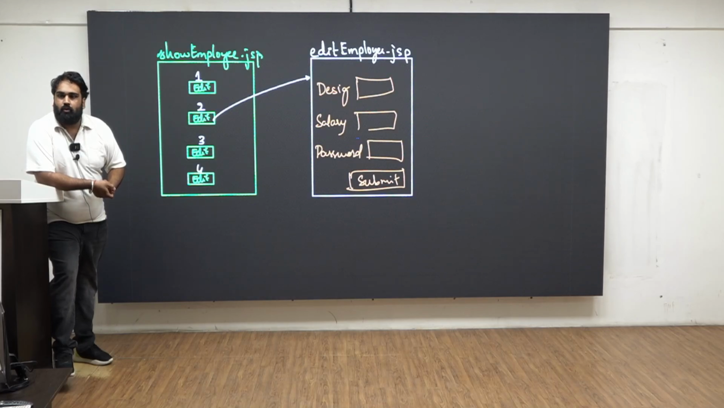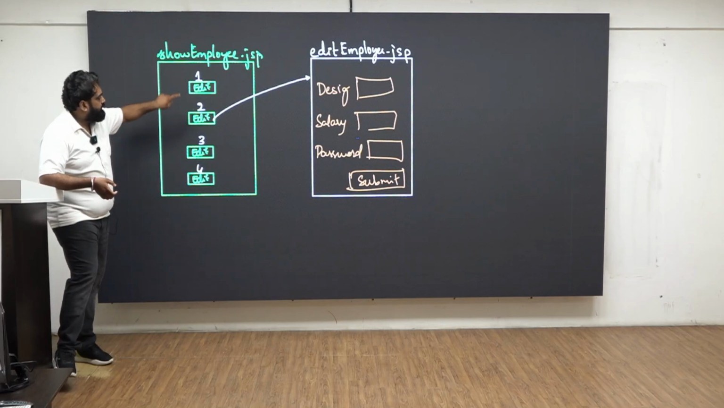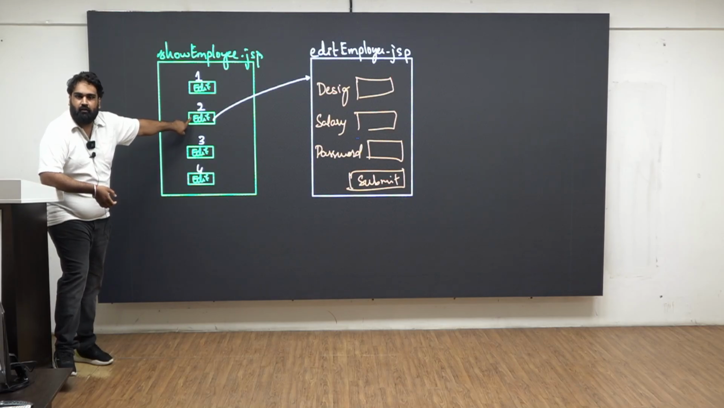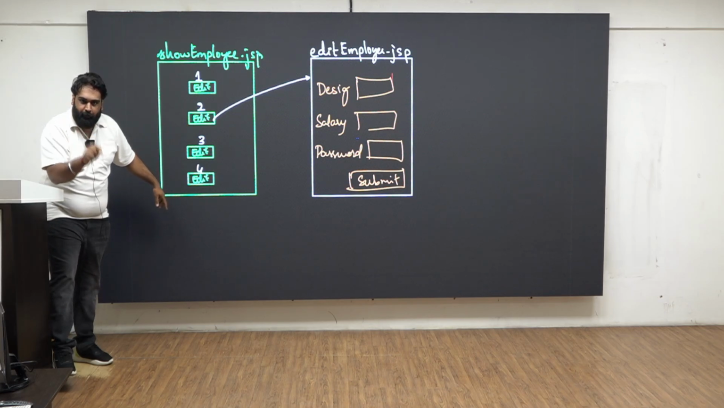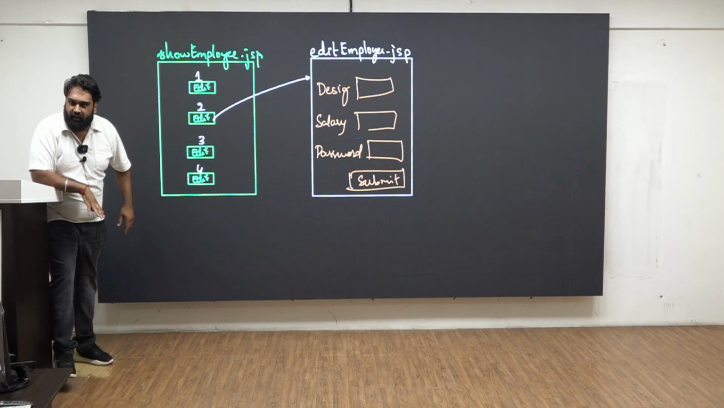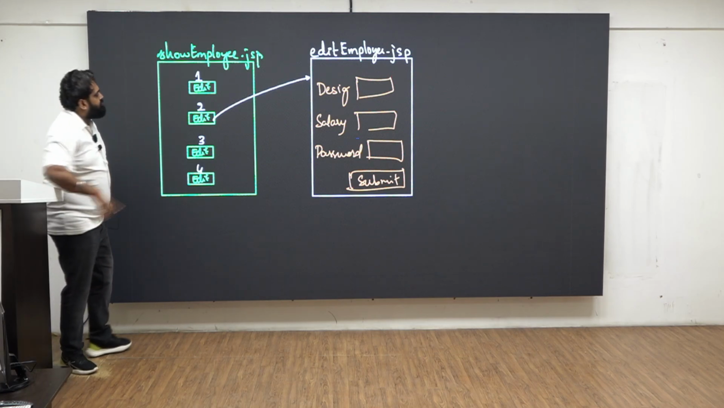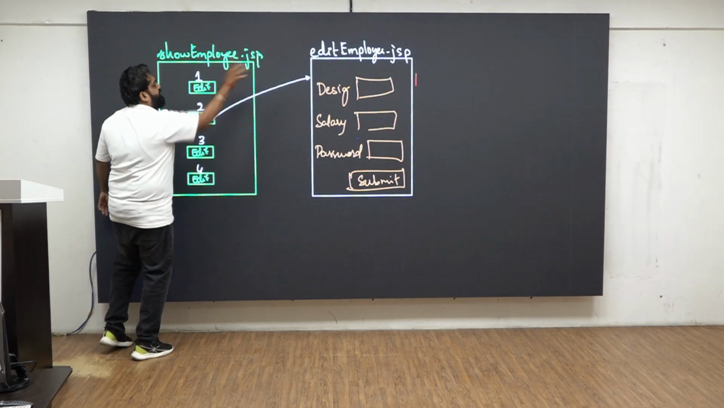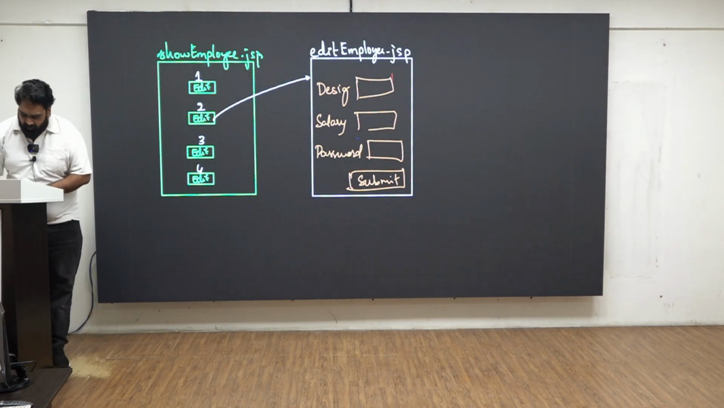See, one thing you need to understand. Any click that I do here, what is it? Request. Any click that I do on a web page is a new request. Will you agree with me? So I will say, boss, when I click here, where should the control go? I have written, where should the control go?